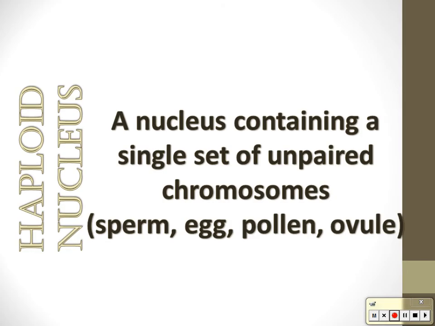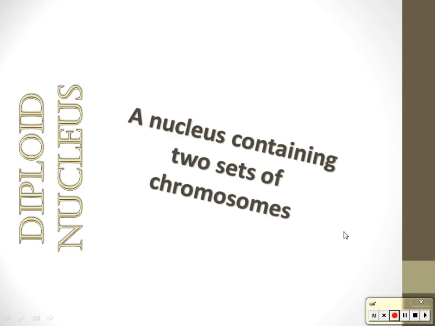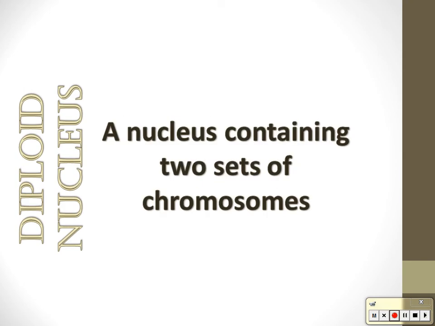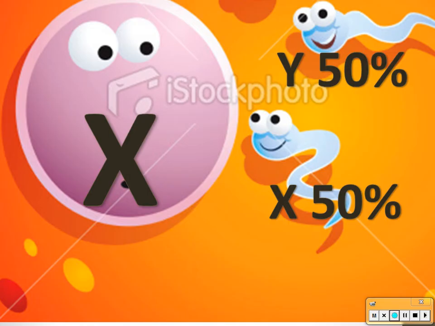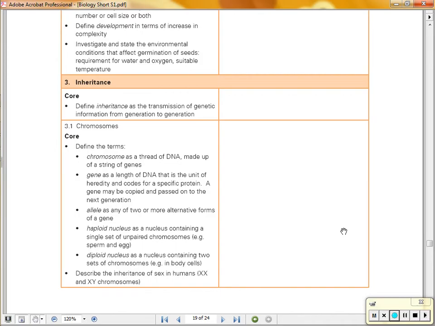Haploid and diploid. Haploid is a nucleus containing a single set of unpaired chromosomes, so they only have 23, there are no pairs. And these are your sex cells: sperm, egg, pollen, ovule. Please note it's the nucleus inside of these that has the chromosomes, chapter 1. And then your diploid nucleus has 2 sets of chromosomes, so they have 46.